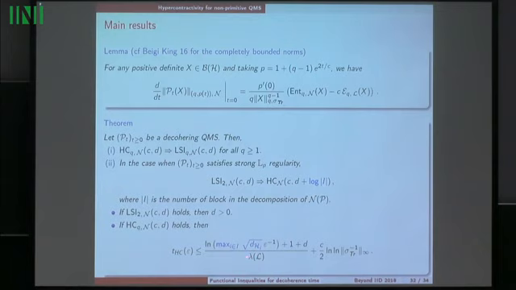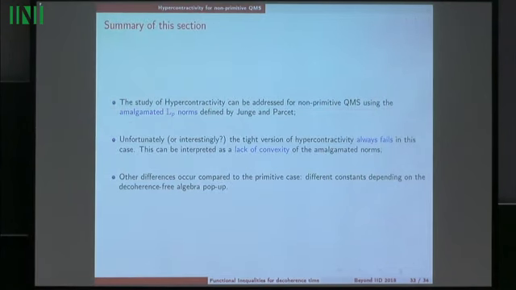And the fact that this constant appears, we still don't understand this very well, but this is a problem, because you see that the bigger the decoherence-free subsystems are, the longer it will take for the semigroup to converge. So if you want to encode your information in some decoherence-free subsystem, you want it to be as big as possible, but you also want the decoherence time to be as fast as possible. And this shows that you have to pay a price to have the system as big as you want. Okay, so to summarize, we generalize the notion of hypercontractivity to non-primitive semigroups using the amalgamated LP norms.